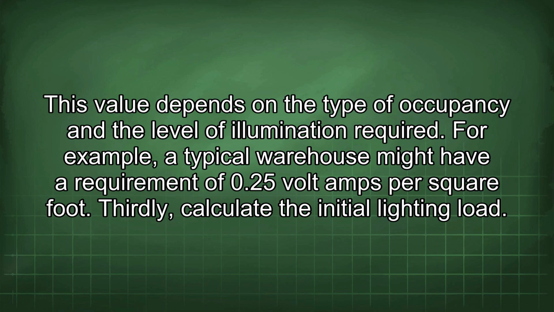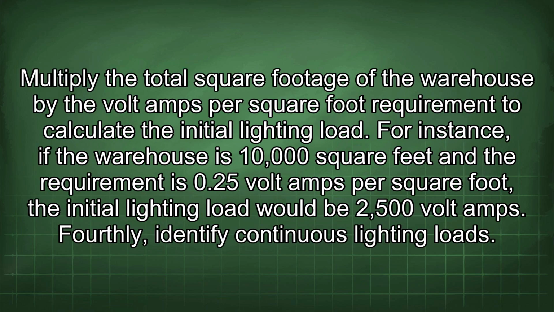Thirdly, calculate the initial lighting load. Multiply the total square footage of the warehouse by the volt-amps per square foot requirement to calculate the initial lighting load. For instance, if the warehouse is 10,000 square feet and the requirement is 0.25 volt-amps per square foot, the initial lighting load would be 2500 volt-amps.